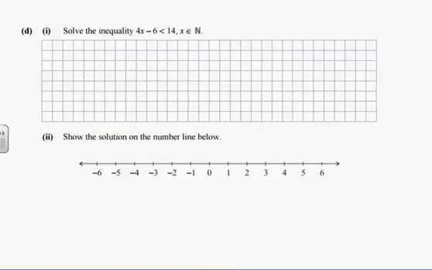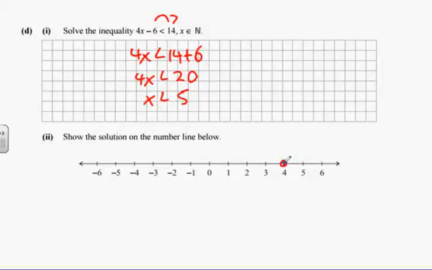Solve this inequality. How'd you solve it again? 4x is less than 14 plus 6, which is 4x is less than 20. X is less than 5. X is a smaller number than 5. Would 5 be in your answers? Has to be smaller than 5, not smaller than or equal to. So 5's not allowed.